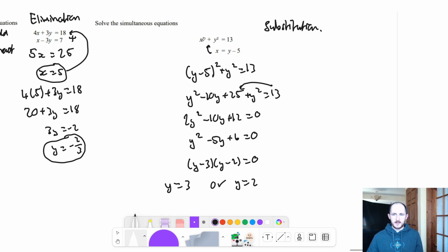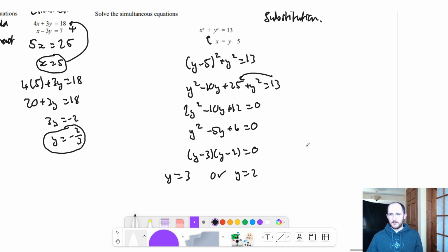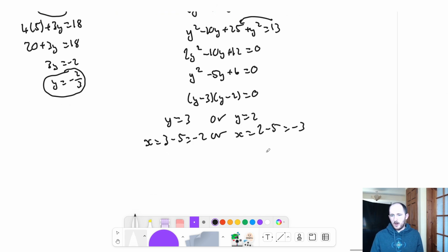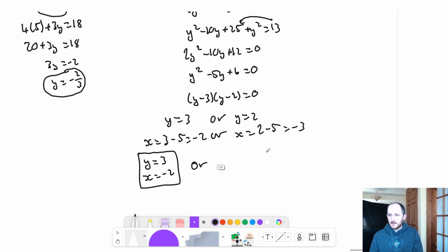So I'm going to have two values for x because it's x squared and two values for y because it's y squared. So I'm subbing this into the linear equation because I'm not a masochist, and I get x is equal to 3 minus 5, which is minus 2, or x is equal to 2 minus 5, which is minus 3. So my pairs of solutions are y equals 3, x equals minus 2. And again, you want to keep them in pairs because it does make a difference. If y is 2, then x isn't minus 2, x is minus 3. So you want to keep these together in a nice little box.